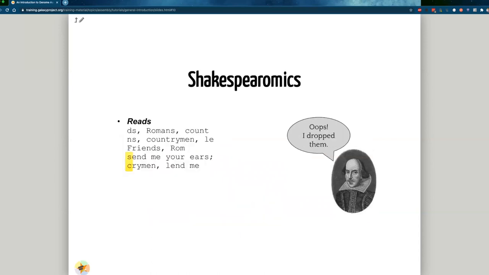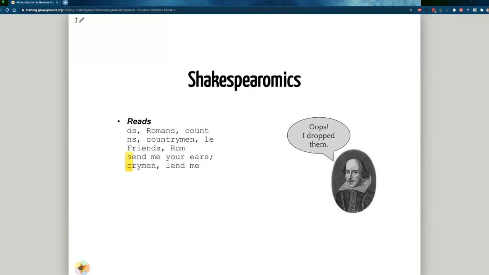So we send our sample containing that string off to a sequencing lab and they chop it up into little bits and make lots of copies. And then they read the bits that they can read of each of those fragments and send the resultant reads back to us. "ds, Romans, count." "ns, countrymen, len." "Friends, Rom." "nd me your ears;" and "cry men, lend me." Okay, and you'll notice that there might have been an error when the sequencing center read our sample.